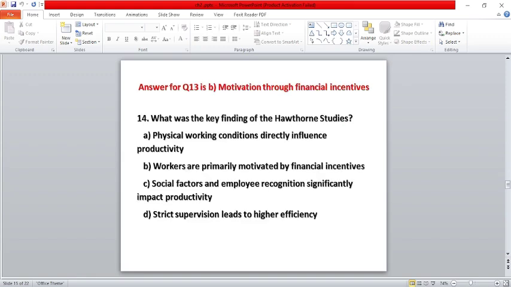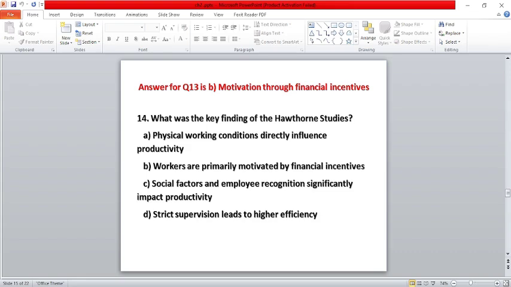Question number 14. What was the key finding of Hawthorne's studies? A. Physical working conditions directly influence productivity. B. Workers are primarily motivated by financial incentives. C. Social factors and employee recognition significantly impact productivity. D. Strict supervision leads to higher efficiency. The answer for question number 14 is C. Social factors and employees' recognition significantly impact productivity.